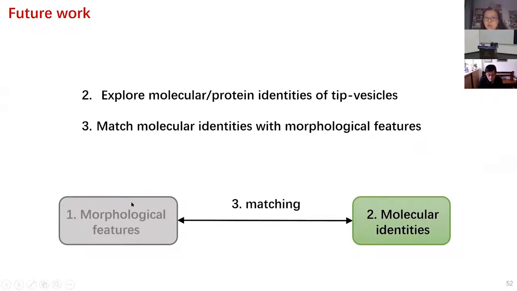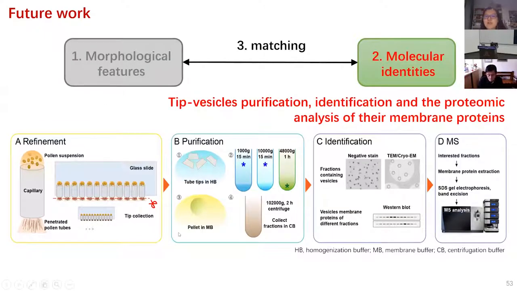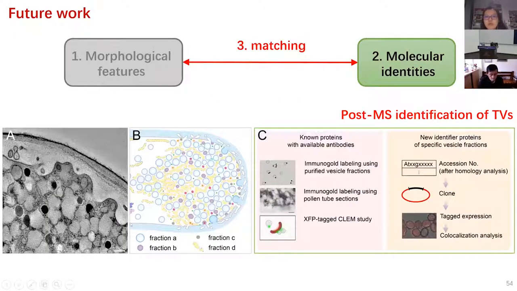To explore the molecular identities of tip vesicles, we propose to first isolate tip vesicles from pollen tubes and verify the obtained fractions, followed by proteomic analysis on purified vesicle membrane fractions. So this is the general workflow.